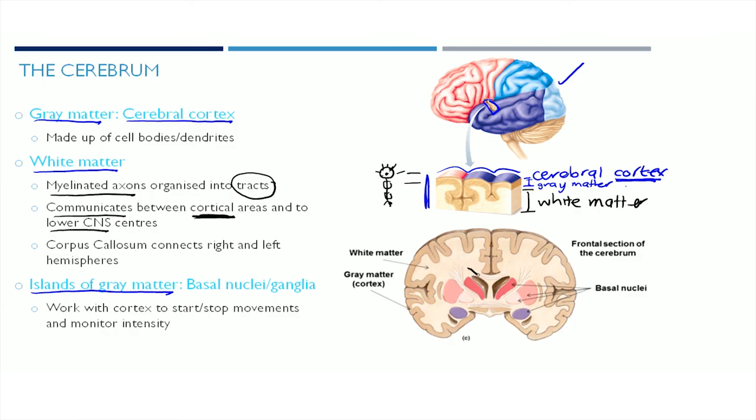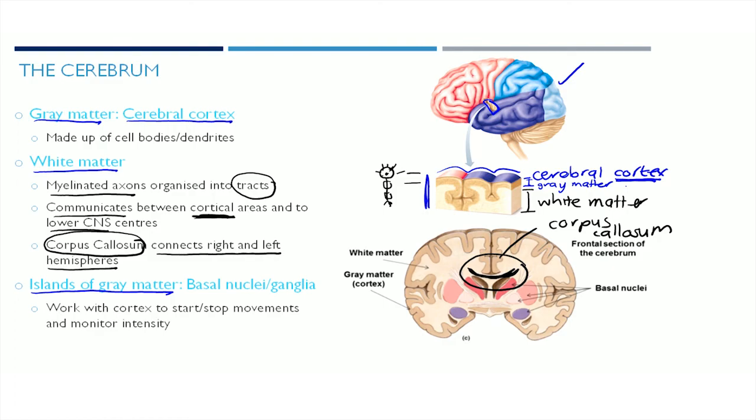So, axons from each area of the brain can cross over in an area here called the corpus callosum. It's also written over here. So the corpus callosum. It's a really important part of the brain which basically just connects the left and the right hemispheres.